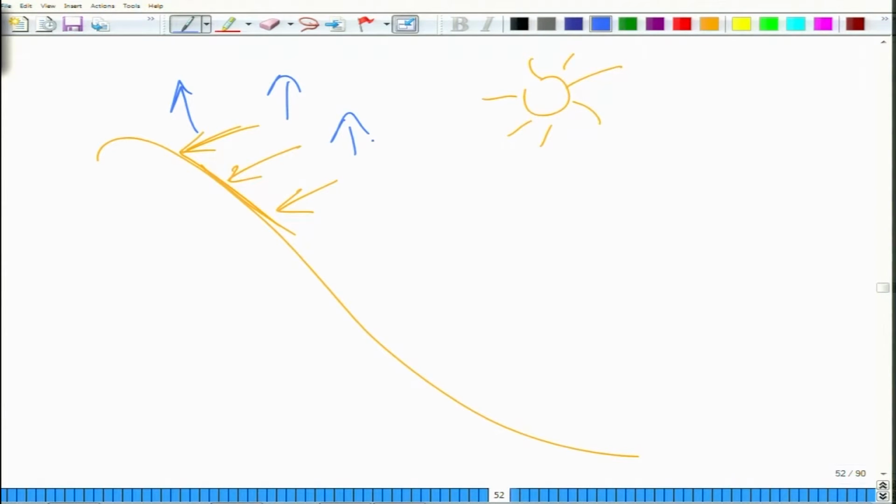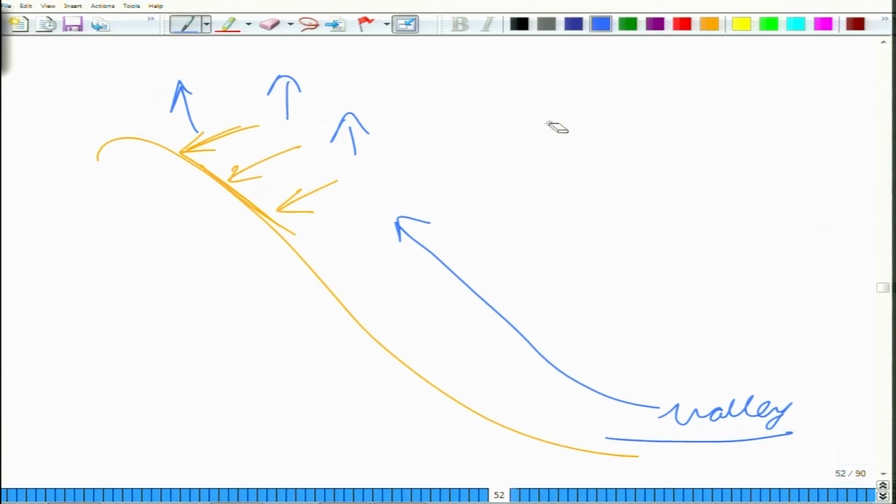Now, when this area becomes warmer, the air around it also becomes warmer and it starts rising. Now, when it starts rising, the cold air that is there in the valley, so here you have the valley, it will start rising upwards to fill up the gap. So, this is the kind of wind pattern that we will observe in the daytime, and this is known as a valley breeze.